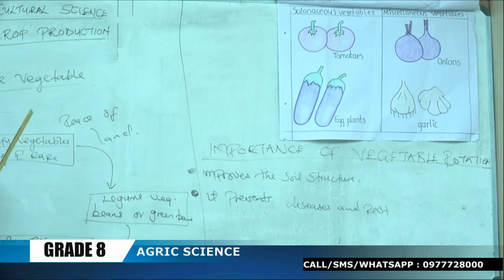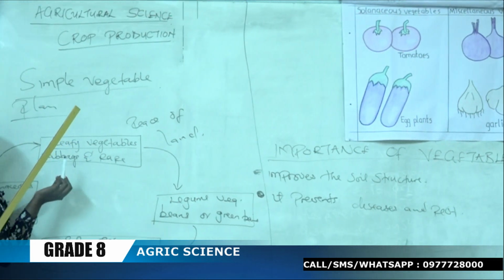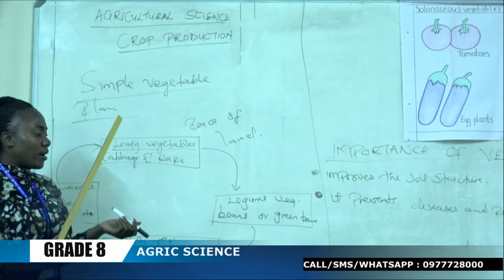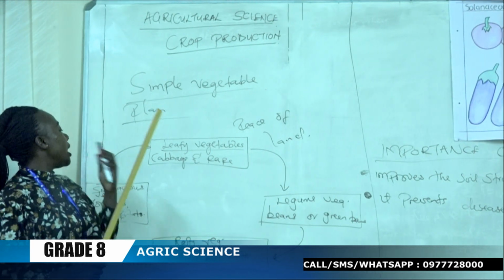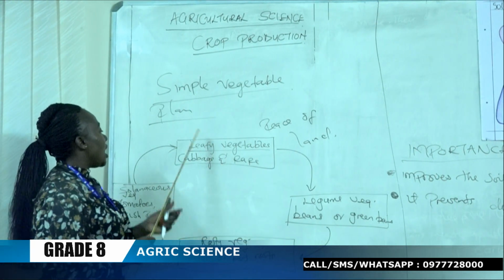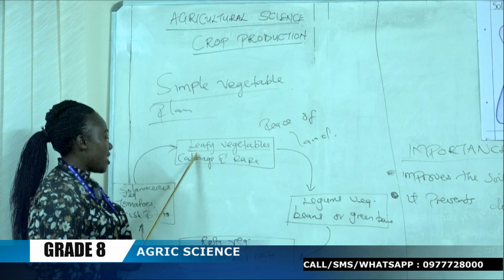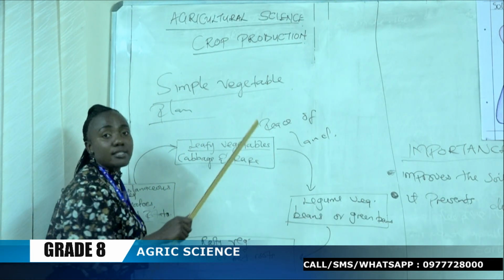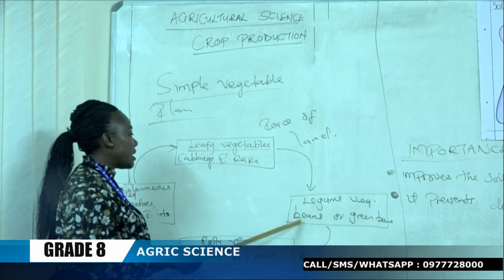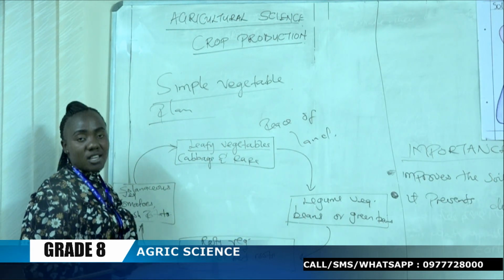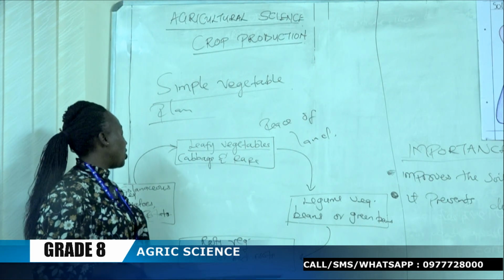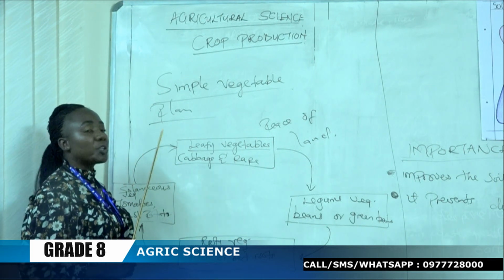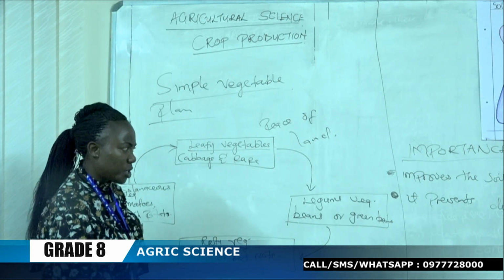Okay. Let's go back to our simple vegetable plan. Believe me, the diseases that attack cabbage are not diseases that will attack beans. The disease that attacks beans is not the disease that will attack carrots. The disease that will attack carrots is not the disease that will attack Irish potatoes. I'll give an example of Irish potatoes.